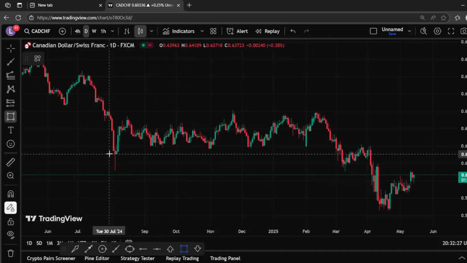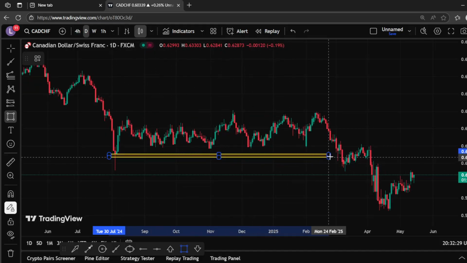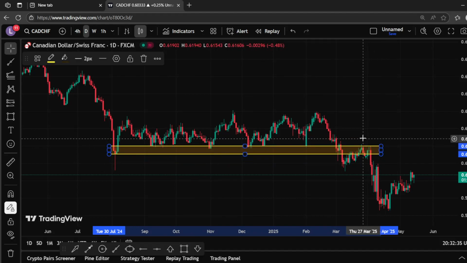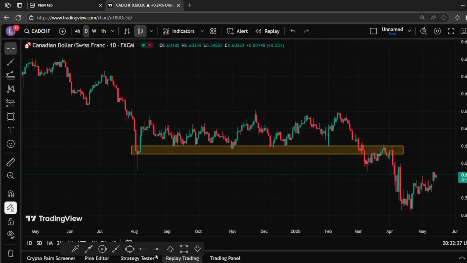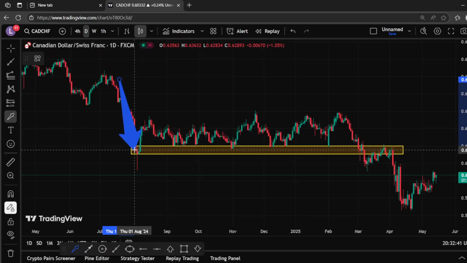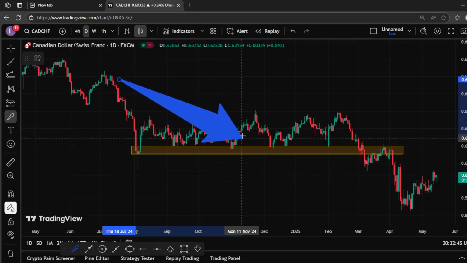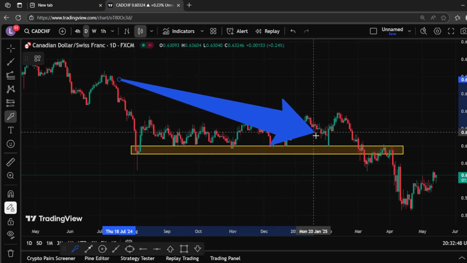Yeah. So this is my consolidation that I spotted. I hope you agree with me. Why? Because we pushed down and then we started rejecting this level to the upside. We started bouncing up to the upside.